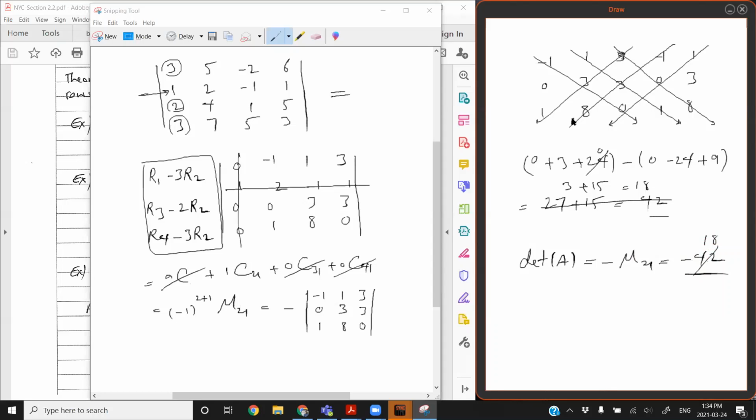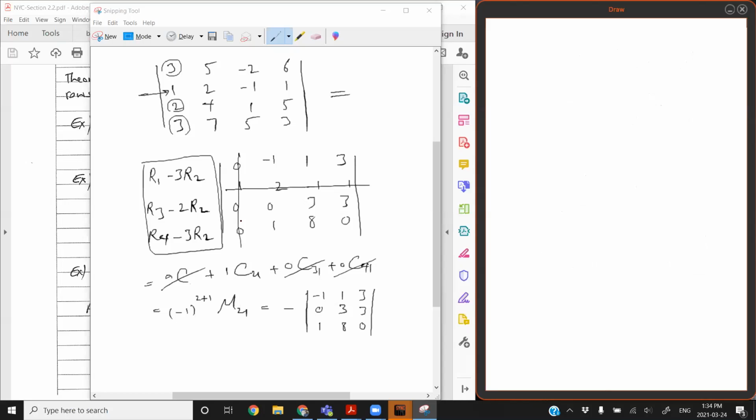So far we got minus 18 using a combination of all the techniques that we have learned so far. Row reduction, then we did cofactor expansion, and then we used the arrow technique. I would like to make sure that this is the right answer by continuing row reduction from this matrix here. So let's see whether we get negative 18.